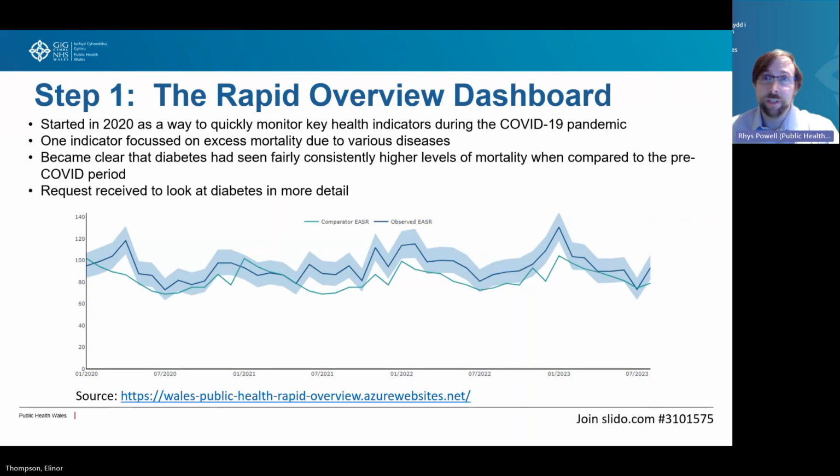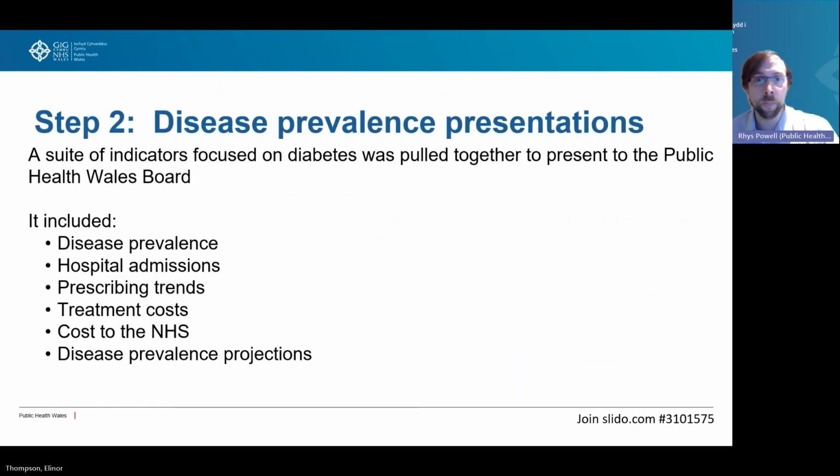So the board asked us to do a deep dive, and we put together a slide deck that looked at a whole range of indicators related to diabetes. That slide deck included information on disease prevalence, hospital admissions, prescribing trends, treatment costs, cost to the NHS, and then, new for us, disease prevalence projections.